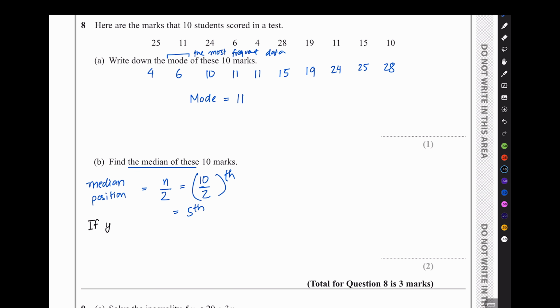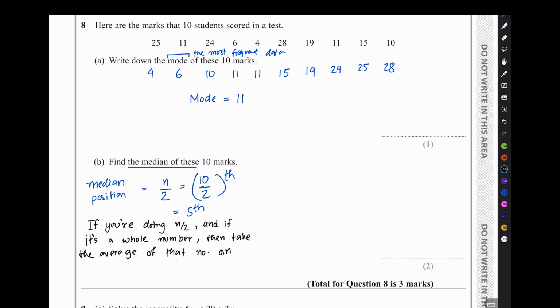If you're doing n by 2, and if it's a whole number, then take the average of that number and the next. What do I mean by that? Since 10 divided by 2 is 5, this is a whole number. That means we have to take the average of the fifth number and the next.